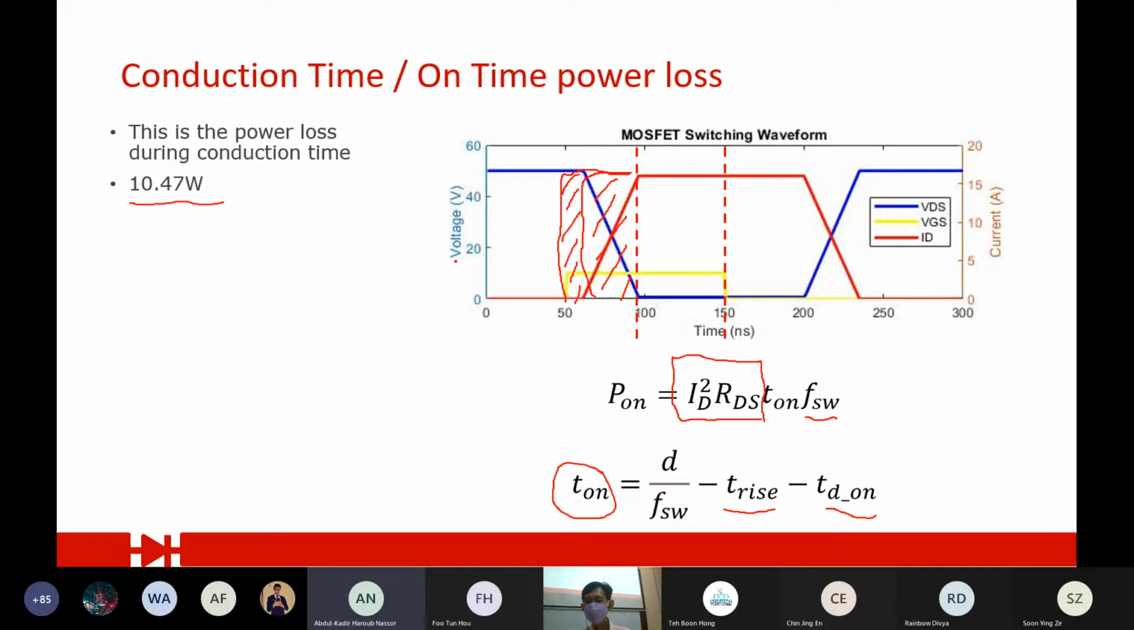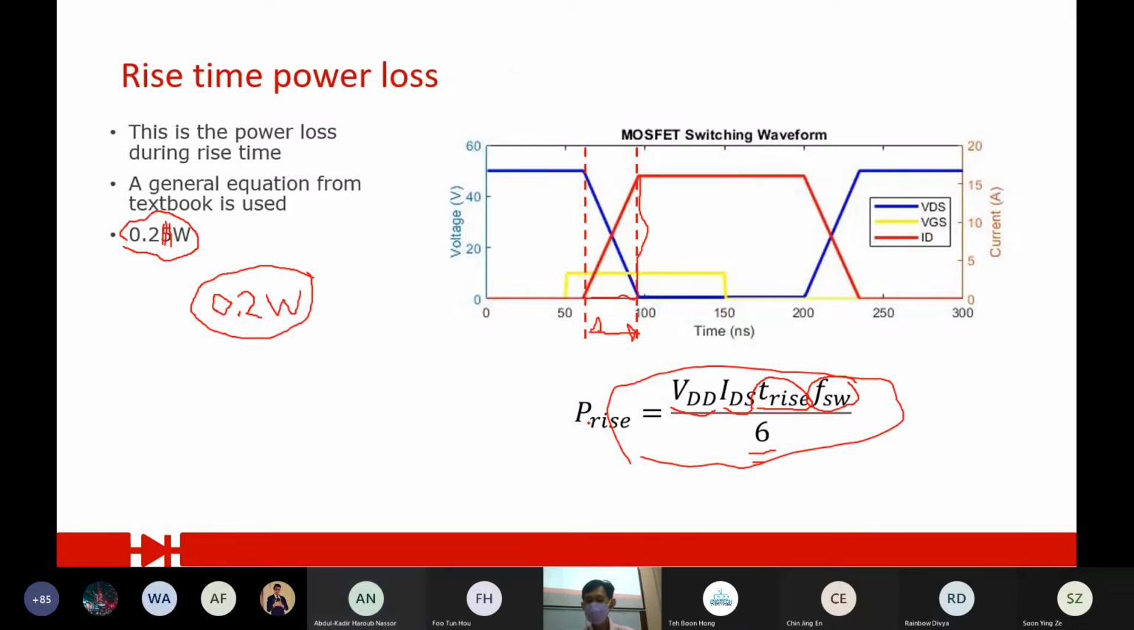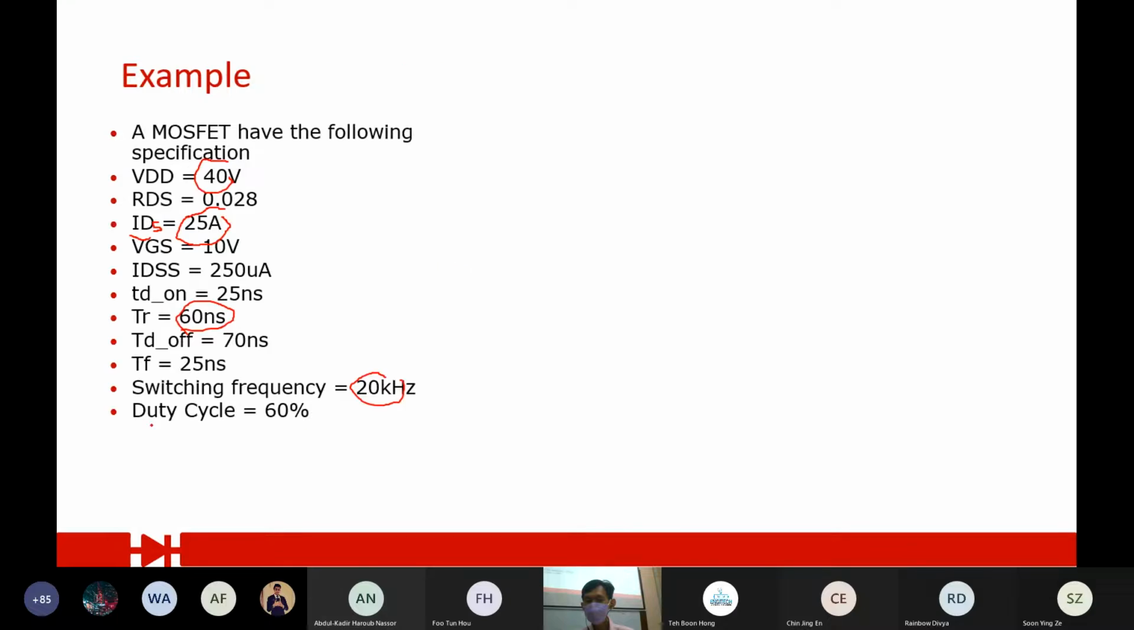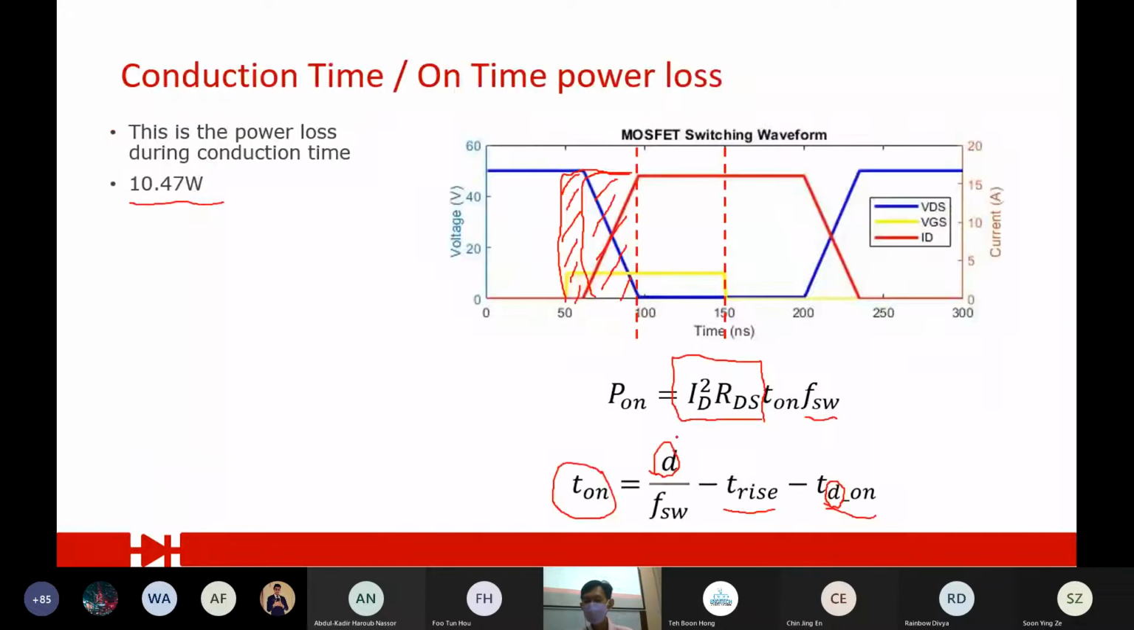Excuse me, sir. What's the small letter D in the turn on time formula? This one? No, this one is the D over switching frequency. This is the duty cycle, here, 60%. So you have to put 0.6. Okay, this is the duty cycle.